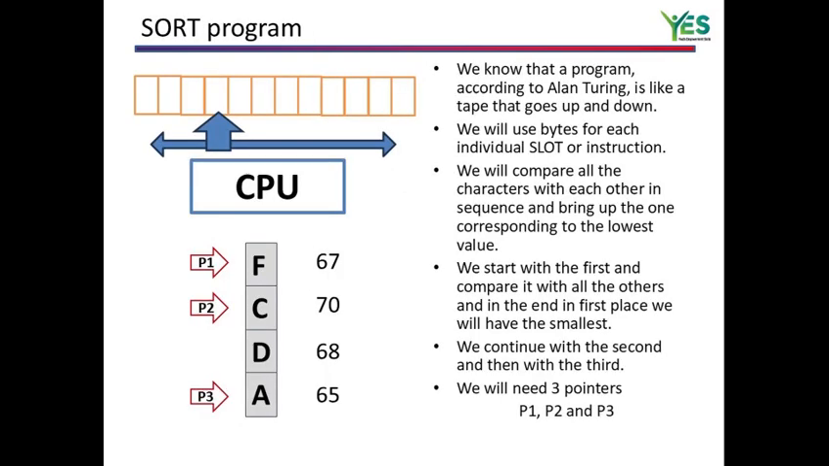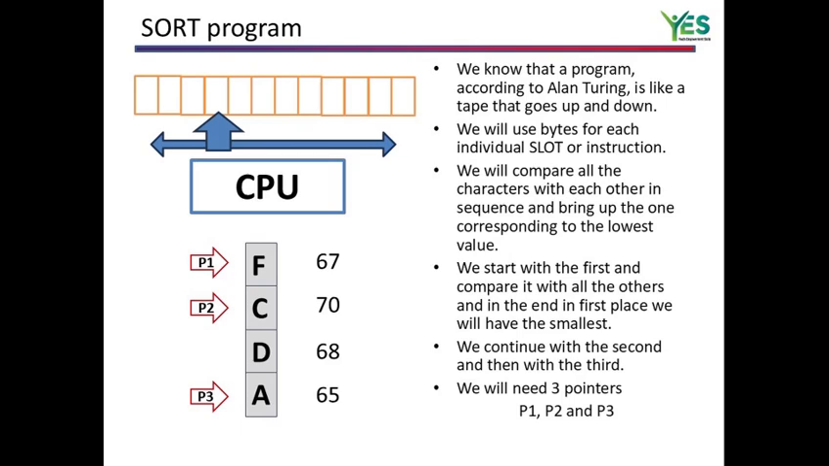We know that a program, according to Alan Turing, is like a tape that goes up and down. Our tape will be some bytes in the RAM, in which the machine code instructions will be written, strings of bits that the CPU recognizes as commands to be executed. For easy understanding, our machine is an 8-bit computer with a bus with 8 lanes.